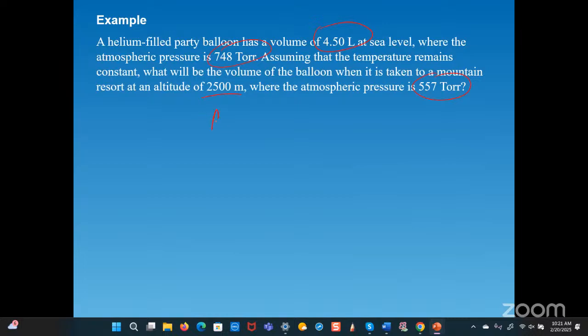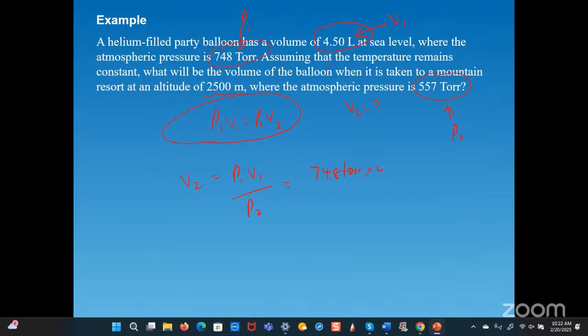So if you recall, I said that P1V1 is equal to P2V2. That's one way of expressing Boyle's law. So when you get a question like this, of course, you have to identify what is P1, what is P2, and so on, right? So based on the information I see here, V1 is the 4.5 liters. P1 would be the 748 torr, and this would be P2. And the question is asking for V2, right? So what I would do is rearrange this equation to get V2 is equal to P1 V1 over P2. And then we put the numbers in. P1 is 748 torr.